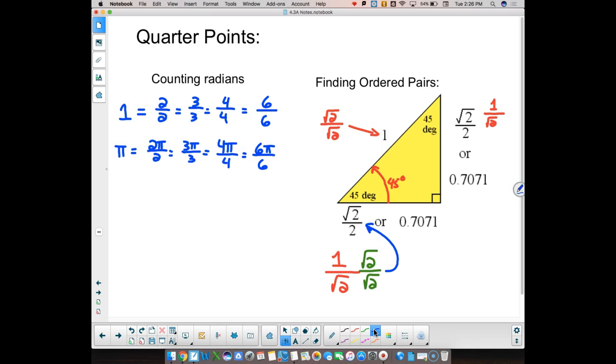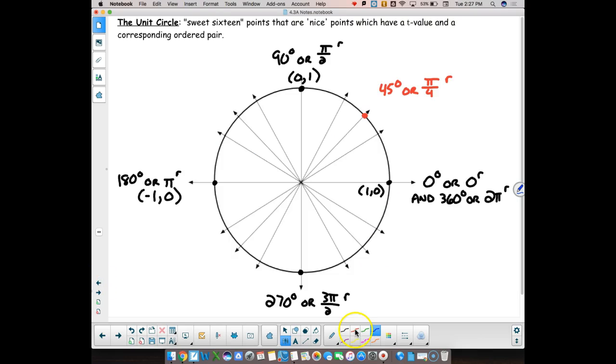Okay? So remember, x is my horizontal distance to get to the point. Y is my vertical distance to get to the point. In this particular case, if this was my origin, and this was the point on the unit circle, I would go the square root of 2 over 2, and then up the square root of 2 over 2, so that the coordinates of this point are the square root of 2 over 2, comma, the square root of 2 over 2.